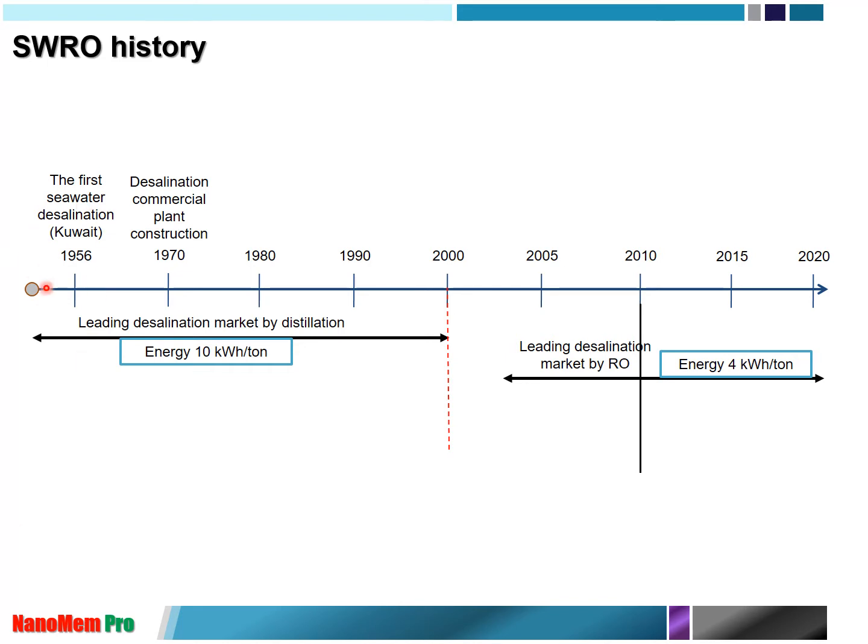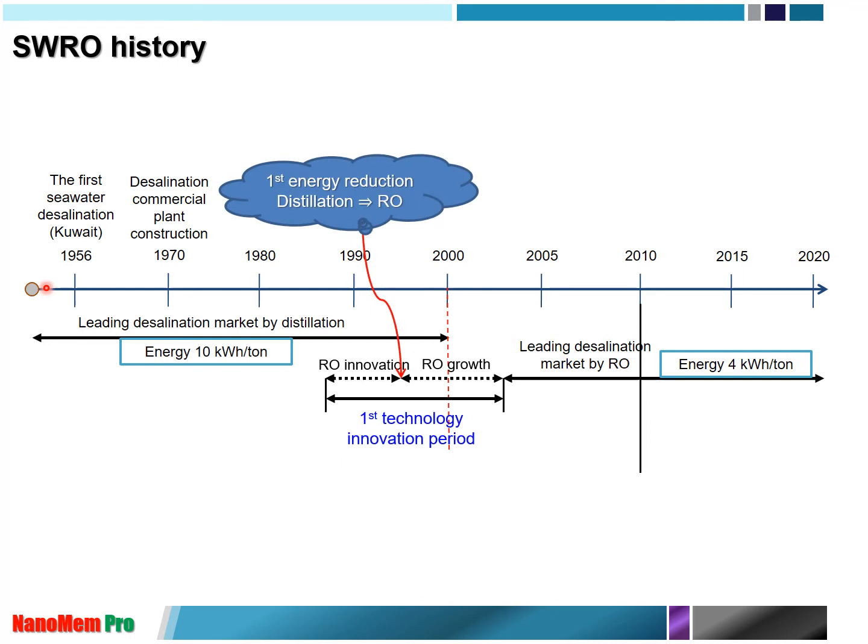1956, the first seawater desalination plant in Kuwait, and desalination commercial plant construction were made in 1970, 1980, 1990, until 2000. So we have the first generation of RO. At that time, the energy consumption of RO was around 10 kilowatt hour per cubic meter. And then distillation was the leading technology because its energy consumption was very similar to RO. Distillation is a little bit better.